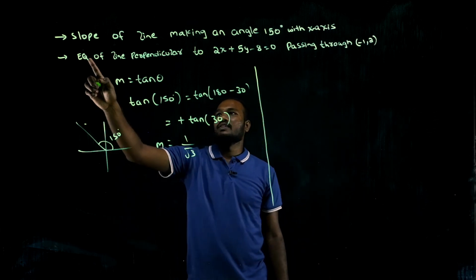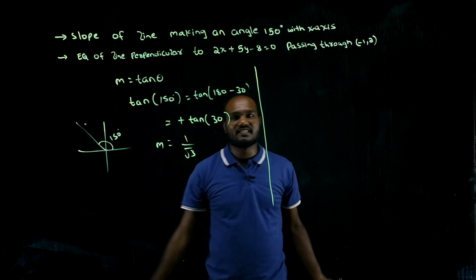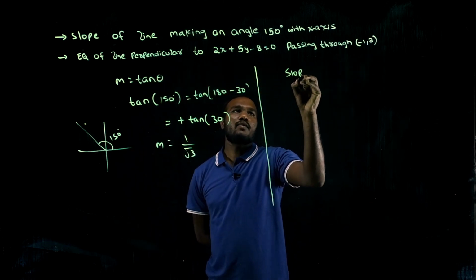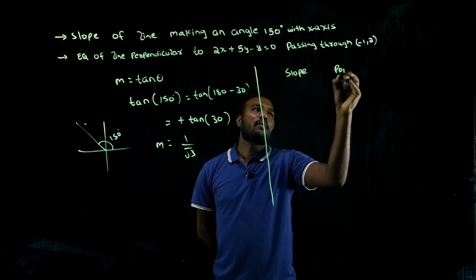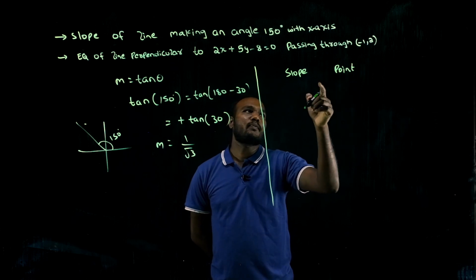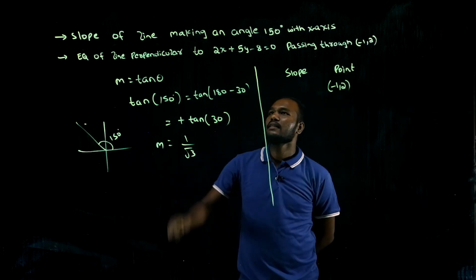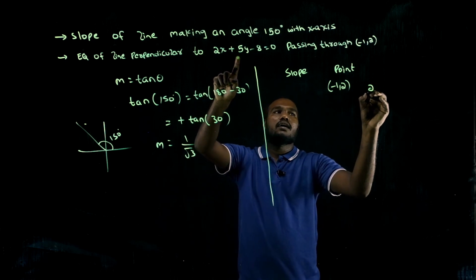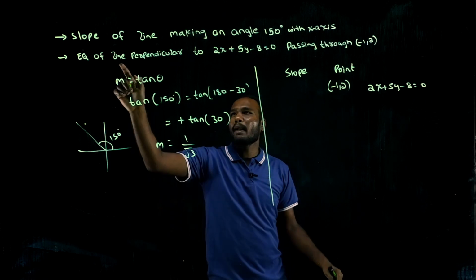Okay. The next question. Equation of a line perpendicular to this and passing through this point. See, to find a line equation, we need two things: slope and a point. The point is already given, minus 1 comma 2, which it is passing through. And there is another thing that is given, 2x plus 5y minus 8 equal to 0. What they are telling is it's a perpendicular.